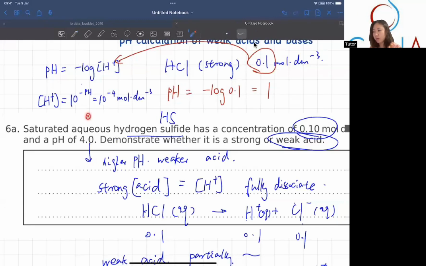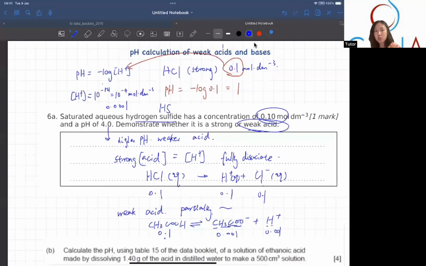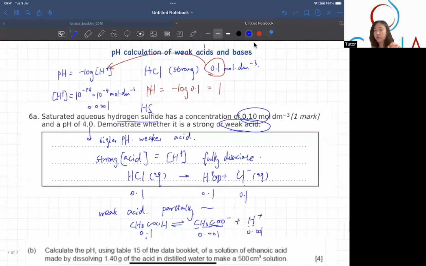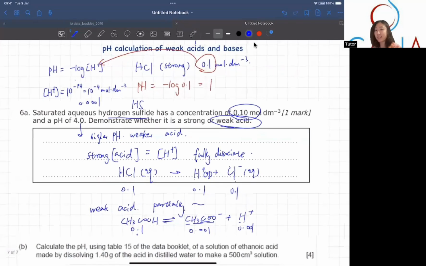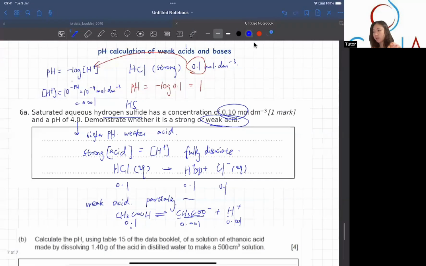mol per dm^3, which is 0.0001 mol per dm^3. That's definitely much smaller than 0.1, which also shows the fact that they partially dissociate.